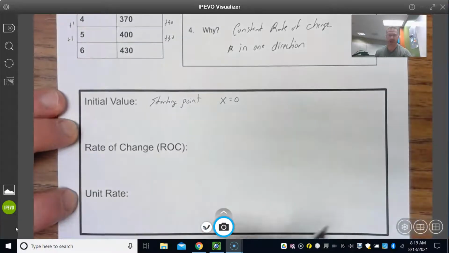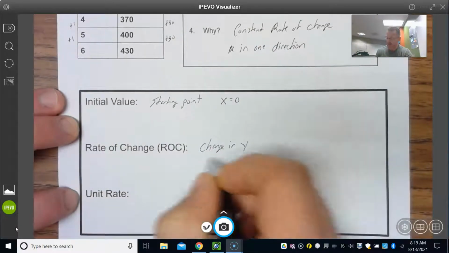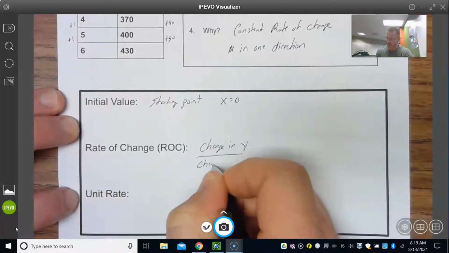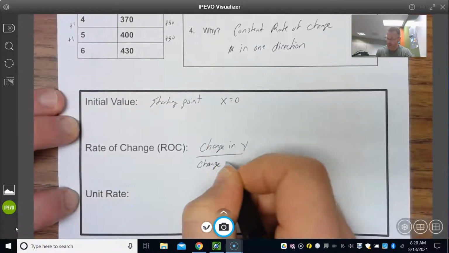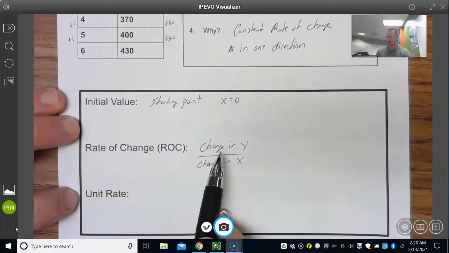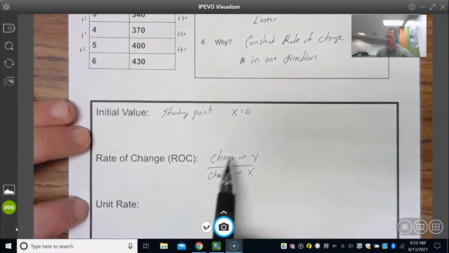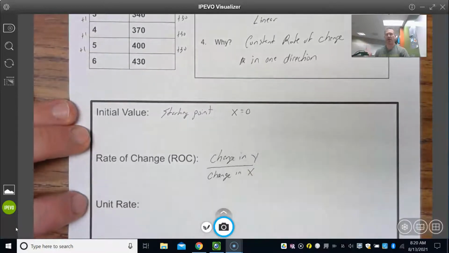So, rate of change. Rate of change is a ratio, and it's a comparison of the change in y to the change in x. So that's a rate of change. Now, when it's constant, that's how we know it's linear. What we're going to explore is what happens when it's not constant? How does that tell me what other kinds of functions or behaviors I have?